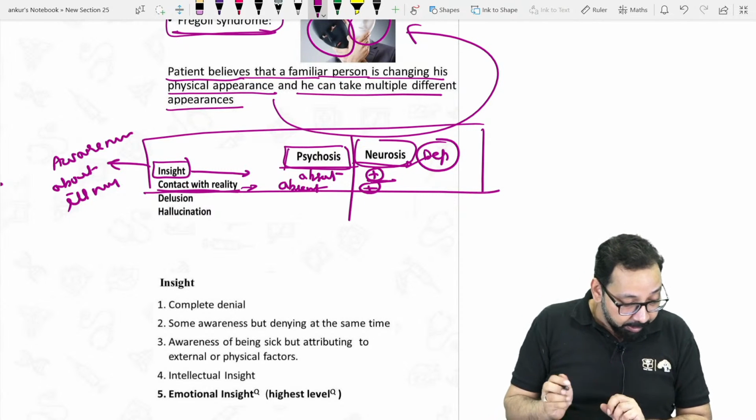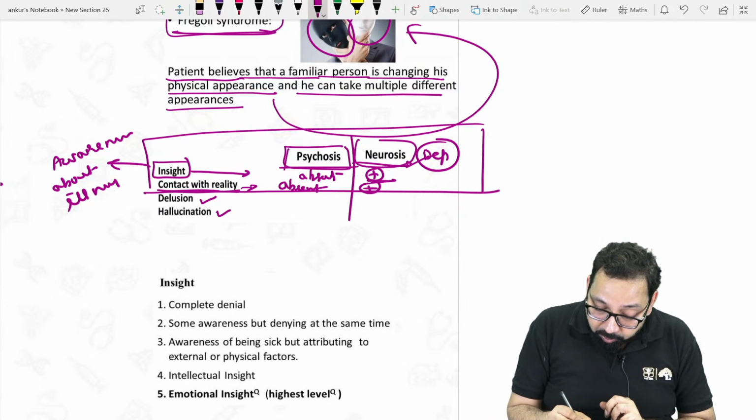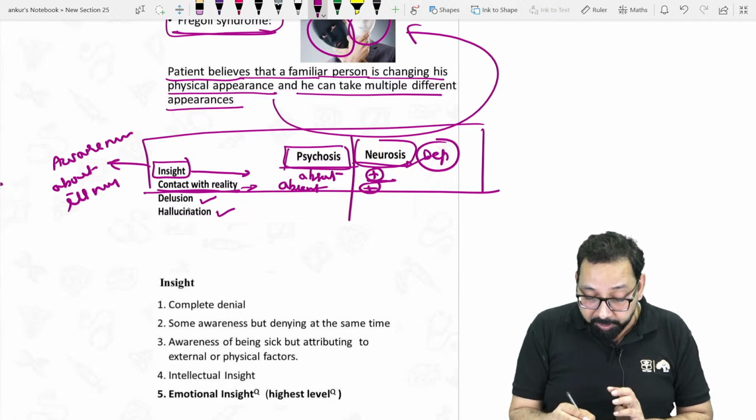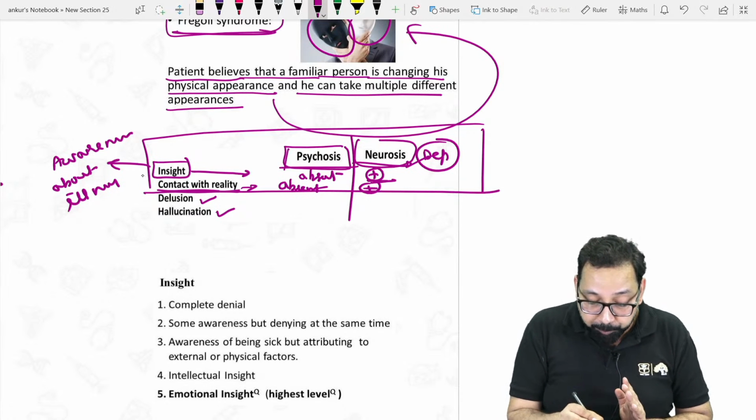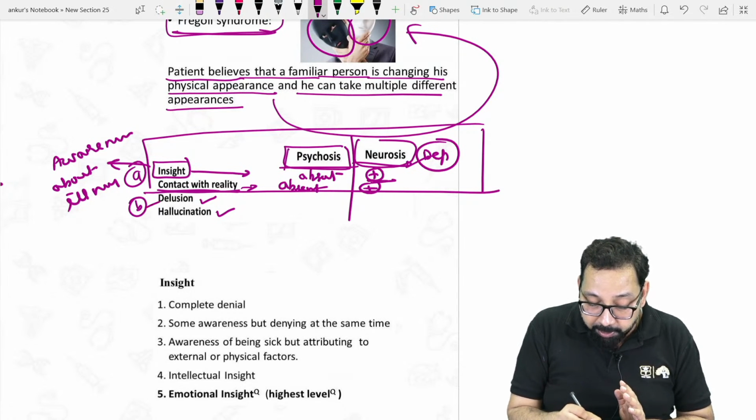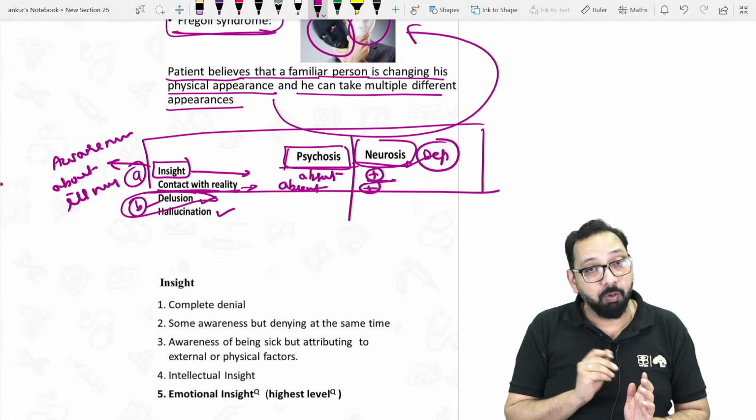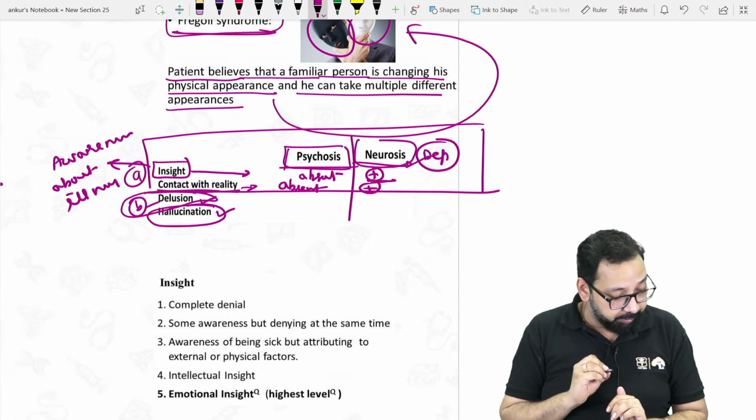Now we say better is delusion or hallucination. If the question is asked what is the difference between psychosis and neurosis, option A insight, option B delusion, the better answer would be delusion, or the better answer would be hallucination. Got the point?